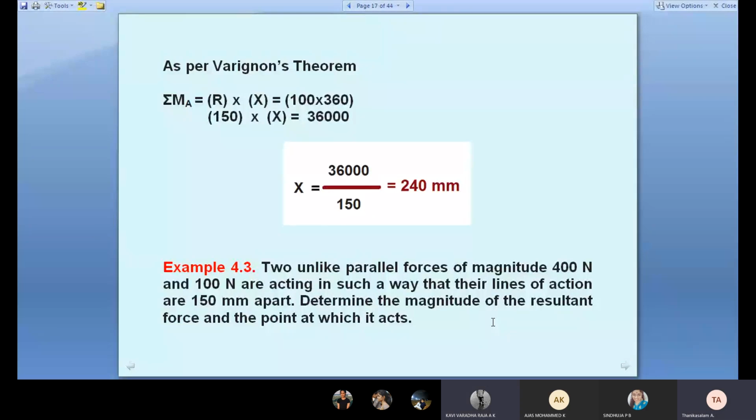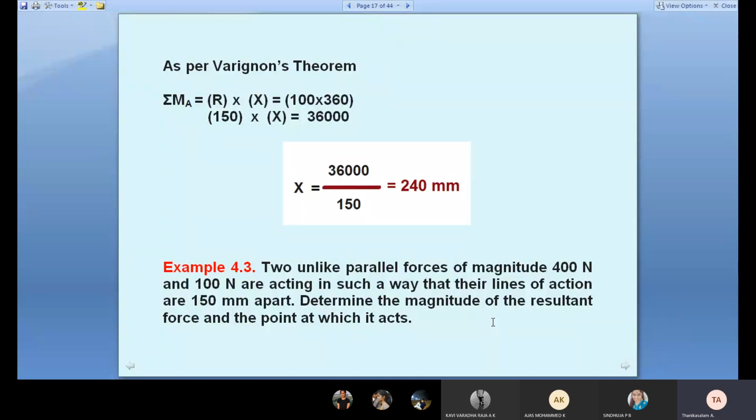The previous question had like parallel forces. In this question, unlike parallel forces. What are unlike parallel forces? One force acting downward, one force acting upward. Arrows in the same direction mean like parallel. If one force acts upward and the other acts downward, that is called unlike parallel.